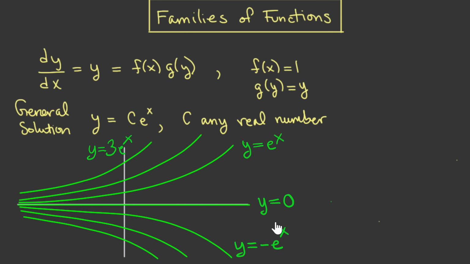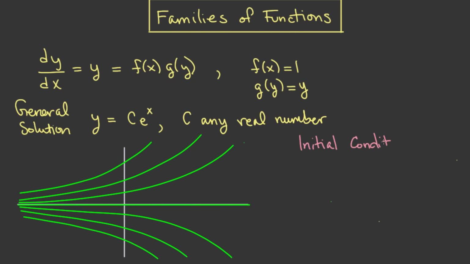Now we've met all the members of the family of functions, even the negative ones. So how do we pick out individual members of the family? The answer is that we use an initial condition. Let's look at an example. Consider our differential equation dy/dx is equal to y plus an initial condition, which is the value of the function at one point. Let's say y of 0 is equal to negative 2.